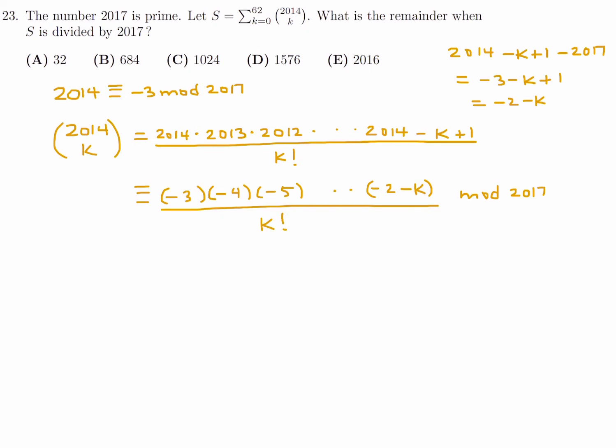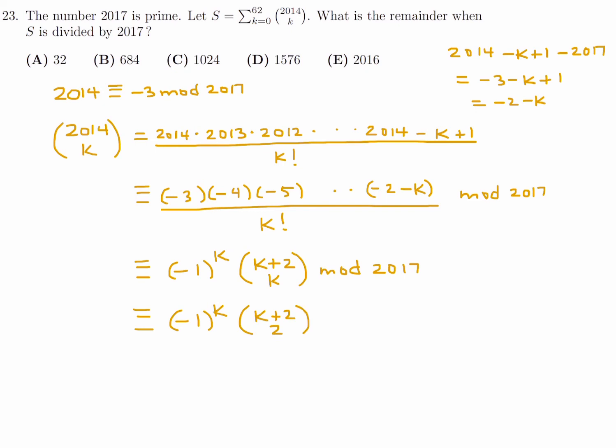Well, at this point, we can combine this. We're going to have negative 1 to the k, and it's going to be k plus 2 choose k, and that's all mod 2017. But it's also equivalent to negative 1 to the k, k plus 2 choose 2, mod 2017.